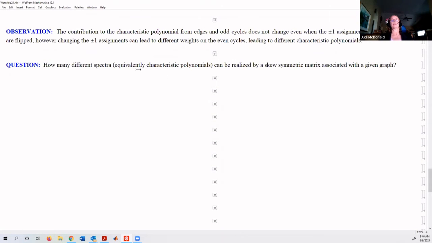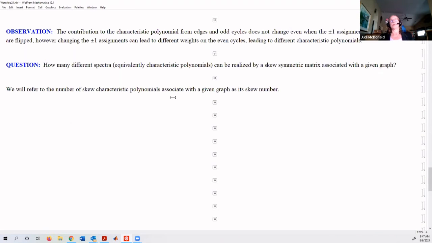So an interesting question, an obvious question, is how many different spectra or equivalently characteristic polynomials? You know, when we started this, we were calculating the eigenvalues over and over, and then we went, why are we working so hard? Why don't we just stop with the characteristic polynomials and be done? And then Harary-Sachs became a really valuable tool in sorting things out. So our question is, how many different spectra or equivalently characteristic polynomials can be realized by a skew symmetric matrix associated with a given digraph? And we're just going to refer to the number of characteristic polynomials associated with a given digraph as its skew number.